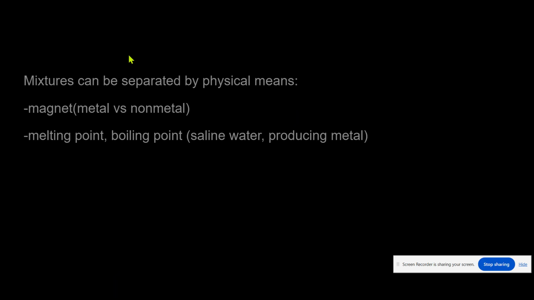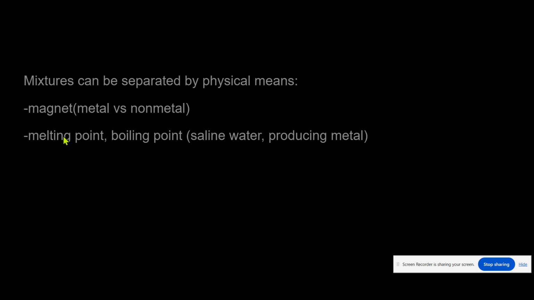Moving on, mixtures can be separated by physical means. For example, using a magnet, you can take out metal from non-metal. If you use boiling point, you can take water out of saline water. If you boil saline water, water will evaporate and you will be left with crystallized salts. And if you use melting point, you can produce metal. Producing metal means taking out impurities from the metal.